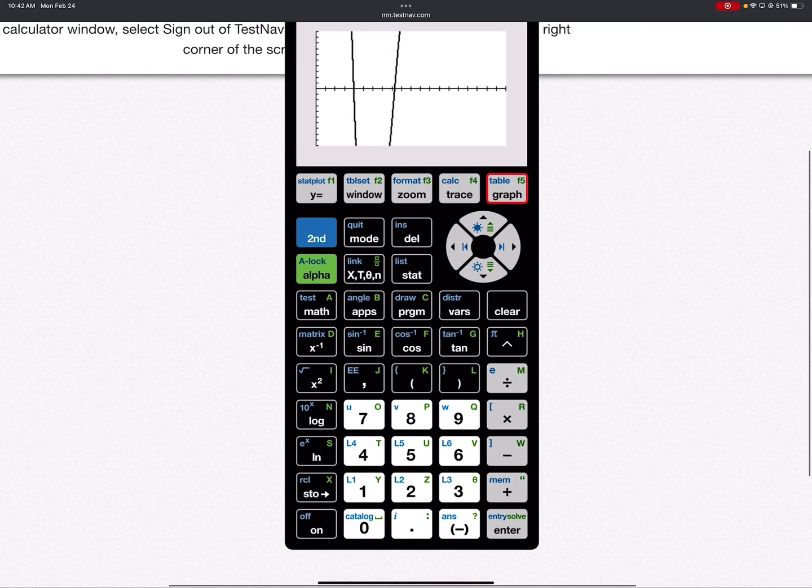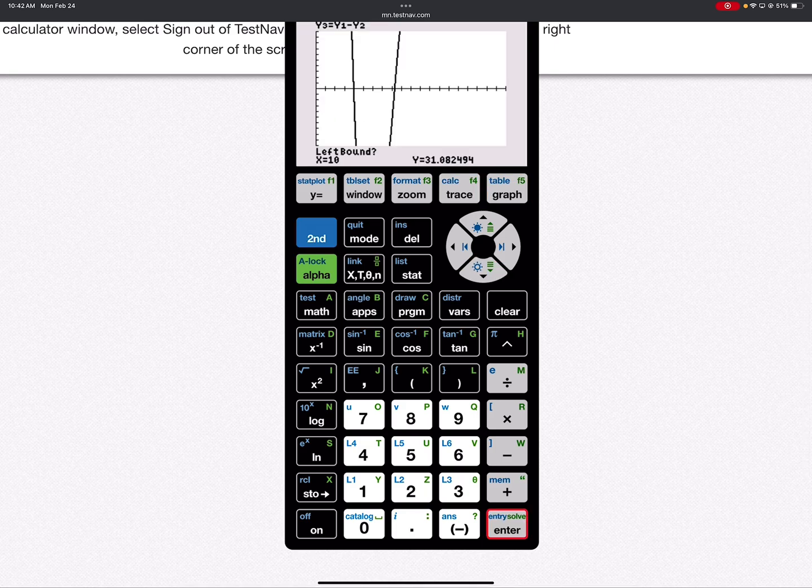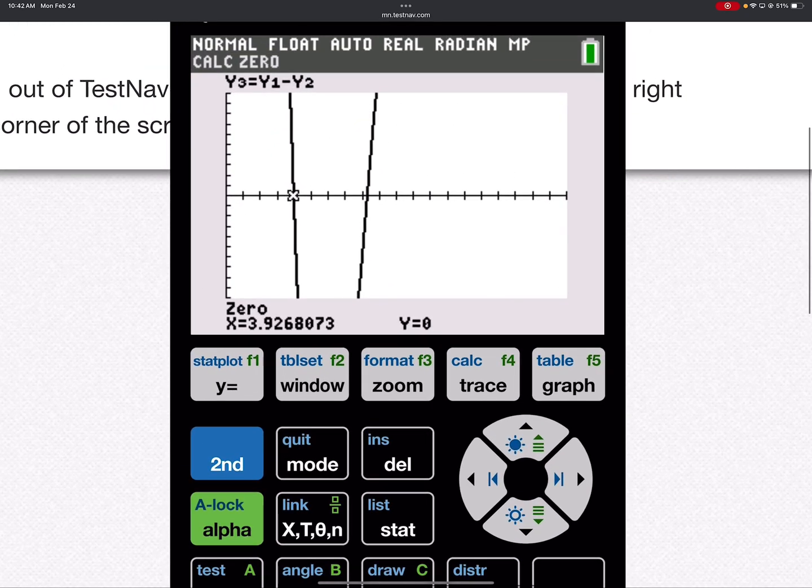Do you guys agree I go to second trace, 0? Okay. Do you guys agree that this tick mark right here is 3 and this tick mark looks like it's 5? So do you guys agree that this 0 is between 3 and 5? So for left bound, I could do 3. Right bound, I could do 5. And that's a shortcut you guys can use too to get that 0. Hit enter. And it looks like it's 3.9268073. Let me check my notes, make sure that's correct. Yeah, it is.